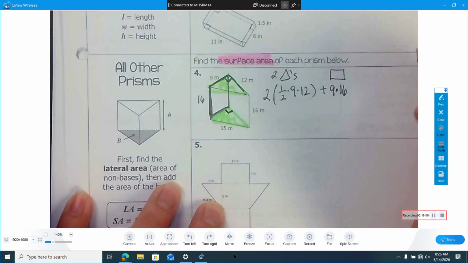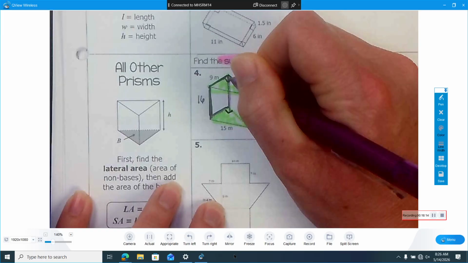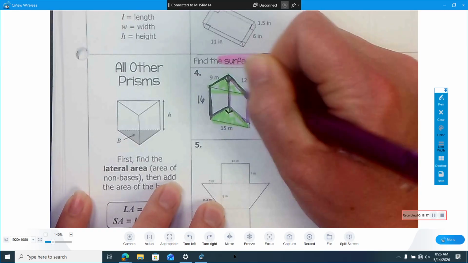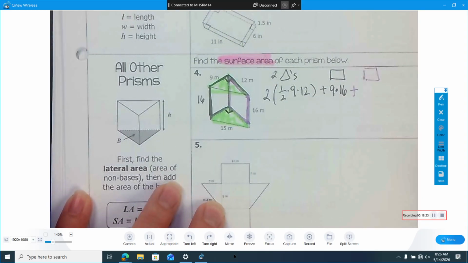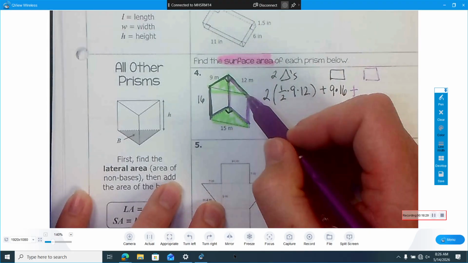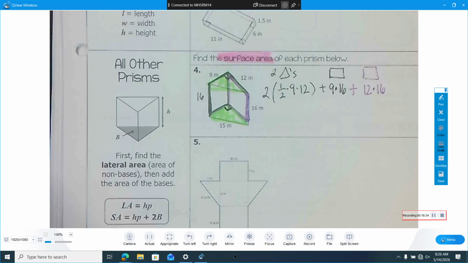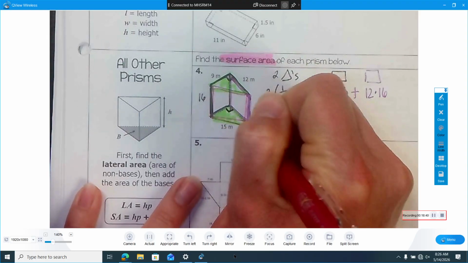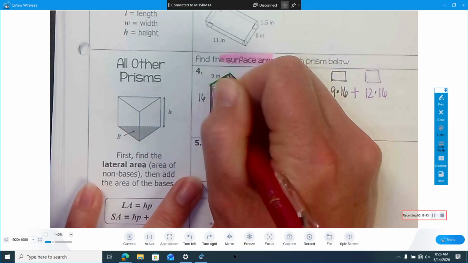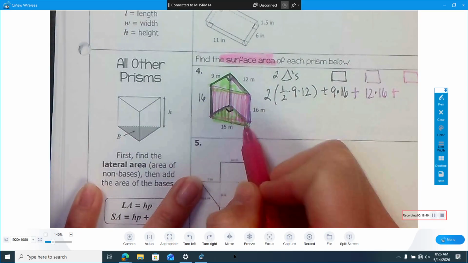I have another rectangle. I'm going to highlight that one in purple. That's sort of the back right side if you see it like I'm seeing it. So there's another purple rectangle we're going to add. And what are the edges on the purple rectangle? 12 by 16 for the purple rectangle. And then the very front, coloring the whole thing pink in front, I have another pink rectangle. And what are the edges on my pink rectangle?